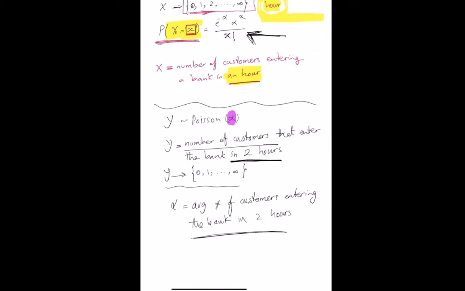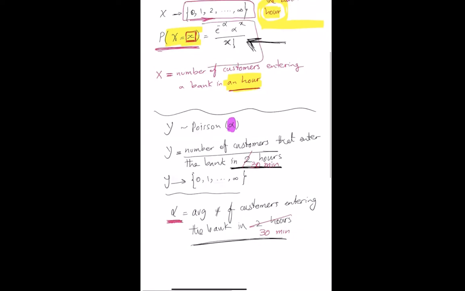Okay. If I tell you Y is the number of customers that enter the bank in 30 minutes, then your alpha becomes the average number of customers that enter the bank in 30 minutes. You have to calculate that and then put that in this formula. So that's the only thing you have to pay attention to.